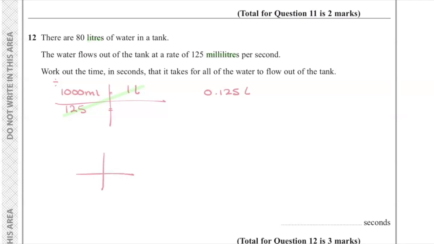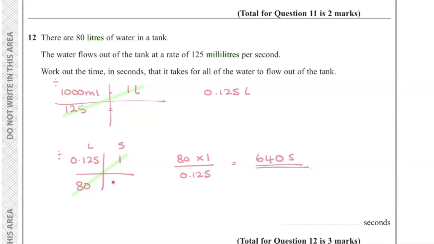I'm going to use this grid again. I know at the moment that 0.125 litres is flowing out of the tank every second. We've got a total of 80. Now I'm going to multiply across and divide through. 80, technically you don't need to times by the 1, divided by 0.125 gives us 640 seconds.